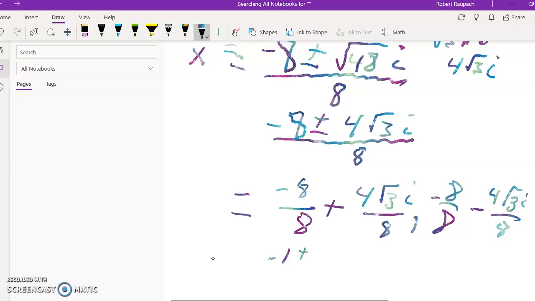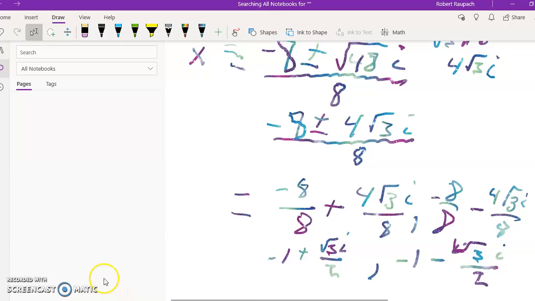we use 4 over 8, we reduce that to 1/2, so it would be radical 3i over 2. 4 over 8 is 1/2, right? So radical 3i over 2, and then comma, your other answer is negative 1 again, because negative 8 over 8 is negative 1, minus 4, oh, again, radical, I'm sorry, radical 3i over 2, okay? So those are your two answers. Negative 1 plus radical 3i over 2, comma, negative 1 minus radical 3i over 2.